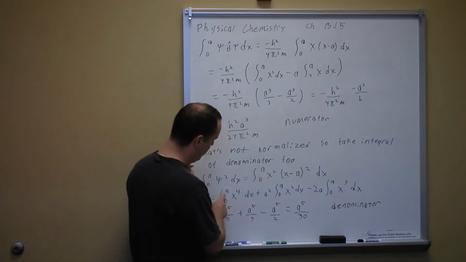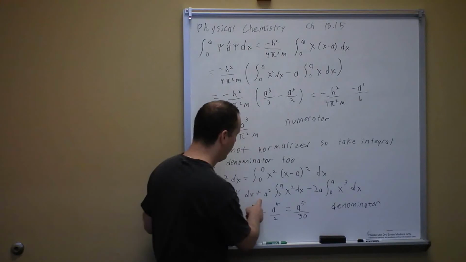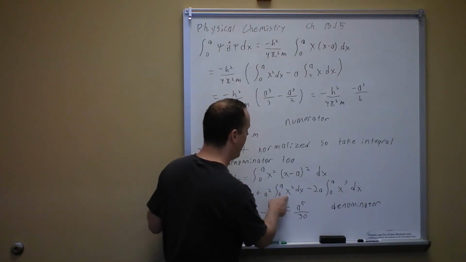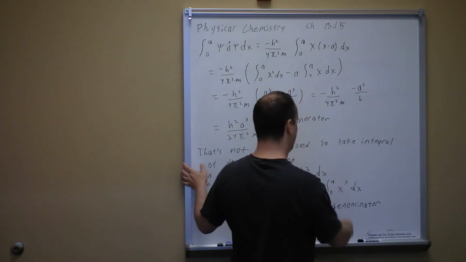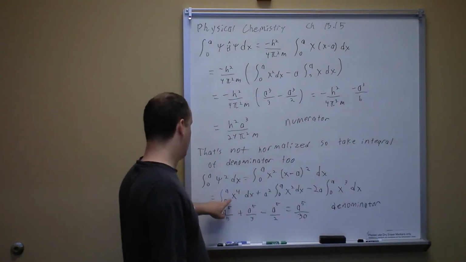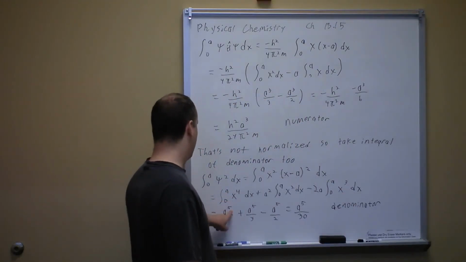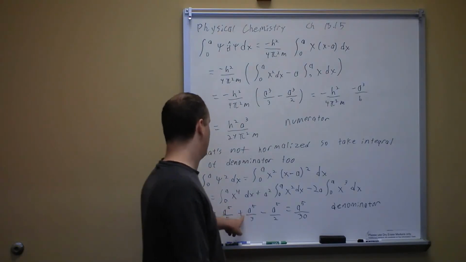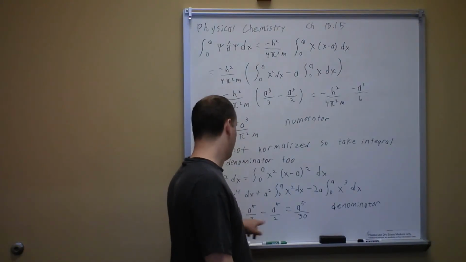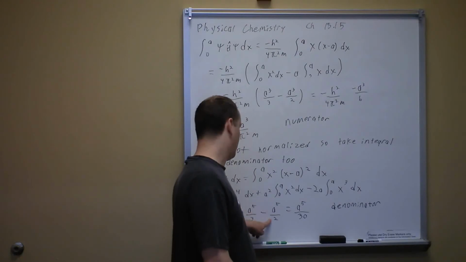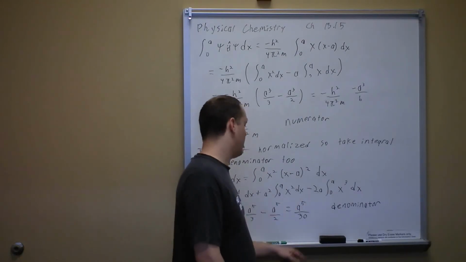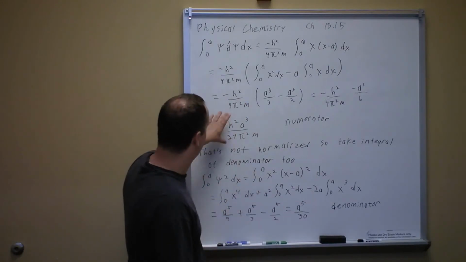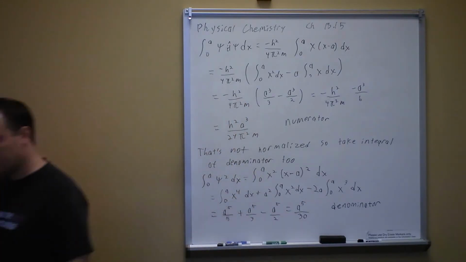So we get the integral from 0 to a of x to the 4th dx plus a squared times the integral from 0 to a of x squared dx minus 2a times the integral from 0 to a of x cubed dx. Evaluating from 0 to a, we get a to the 5th over 5 plus a to the 5th over 3 minus a to the 5th over 2. That all simplifies to just a to the 5th over 30. That's our denominator. So now we can divide the numerator by this.